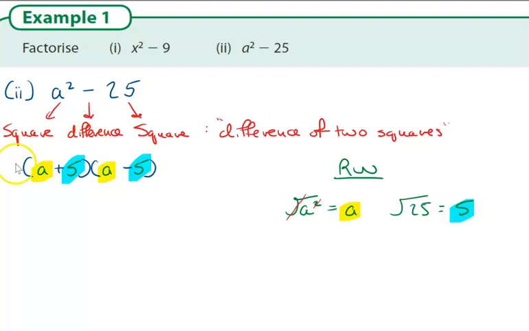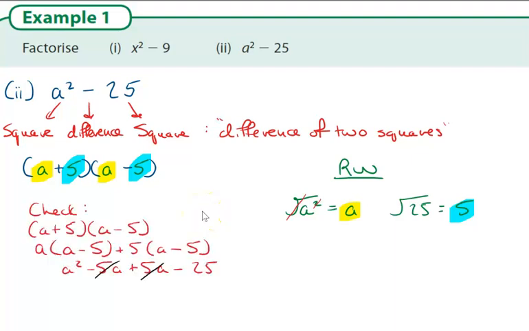So here's our answer. We are asked to factorize a squared minus 25, and our answer is a plus 5 times a minus 5. This is our answer, but we're going to multiply out the brackets to check if we're right. And we are. a squared minus 25. We're back to what we started with.